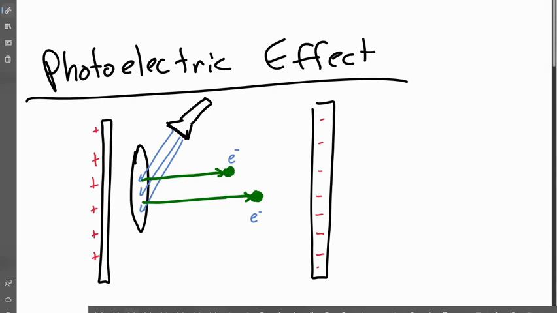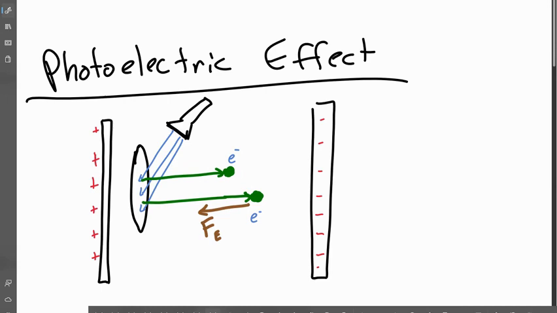Electric field goes out of the positive into the negative. There's electric field, but this is an electron. Negative electrons, what force will they feel? They're repelled by the negative and attracted to the positive. So these electrons will experience an electric force back to the left.